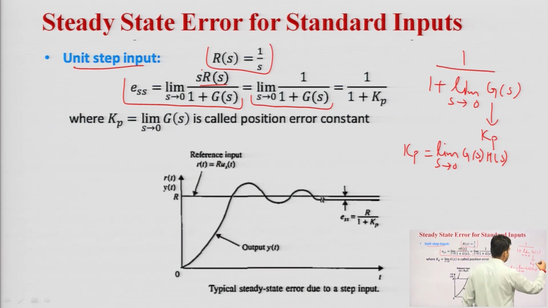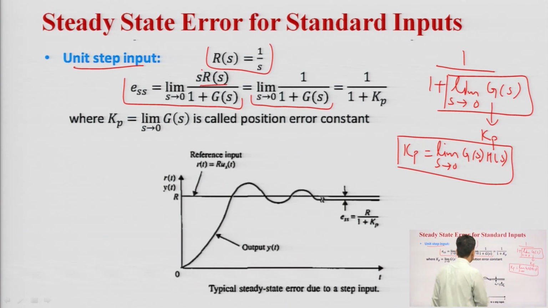If H(s) is equal to 1, you will get this expression of K_p. If H(s) is finite, we will get this expression of K_p. So, K_p is the position error constant. Okay. And if we see this response, we are applying the step signal, and this is my output.